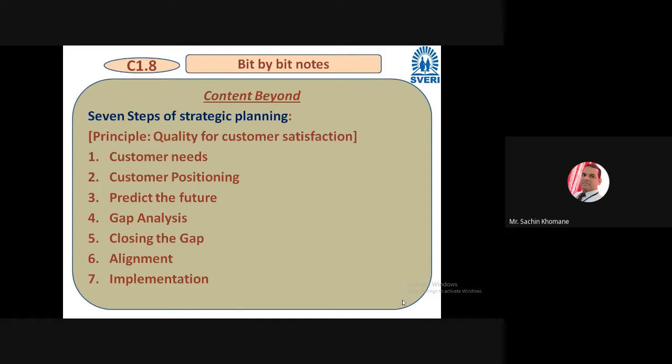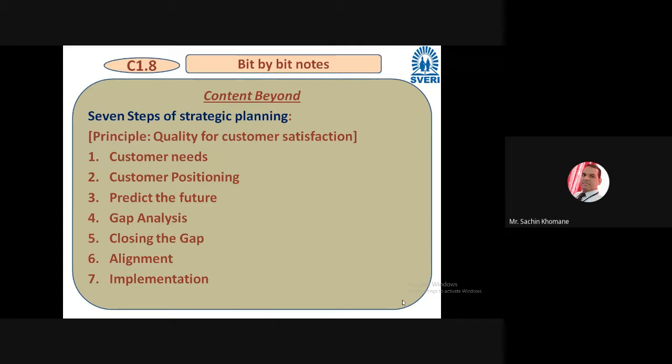So the first step is customer needs. The first step in strategic planning is customer needs. It is the role of the planner, those who are making the planning. That planner must find the future needs of the customer. What does he have to do? He has to find the future need of the customer and who will be the customers. Who will be your customer in future? Then what exactly they want? In short, finding the customer's needs is the planner's job at the beginning. So this first step in strategic planning is customer needs, right? Finding the customer's needs.